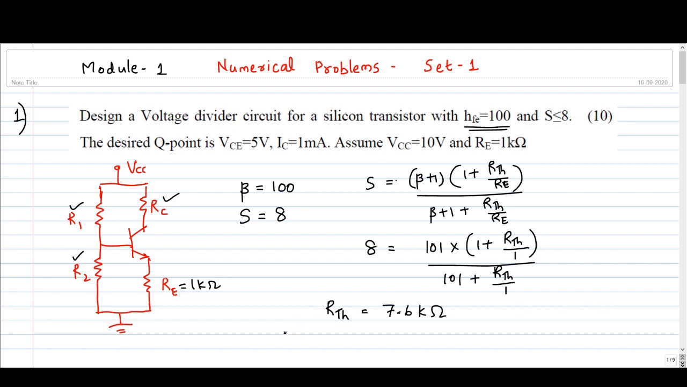So RTH is nothing but R1 parallel R2. So R1 R2 by R1 plus R2 is 7.6 kilo ohm. This is our equation number 1. We have two unknown values, R1 and R2. To solve this, we need one more equation. That can be obtained by replacing this potential divider by its Thevenin equivalent. So we can do that. If you replace the potential divider by its Thevenin equivalent, you will get a circuit like this.